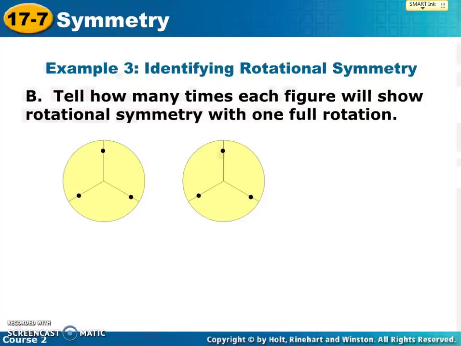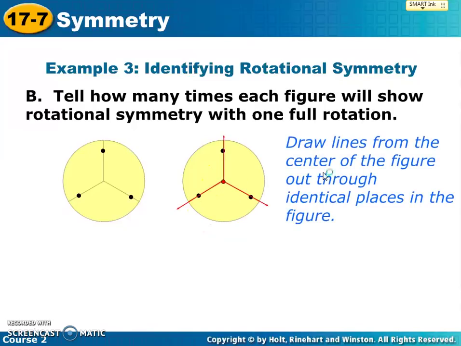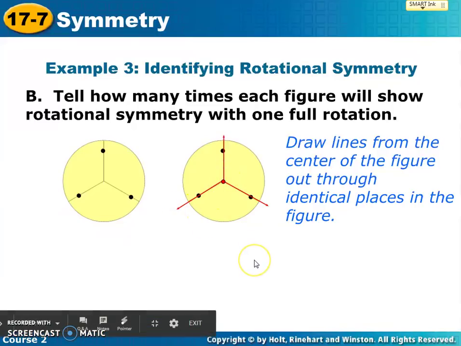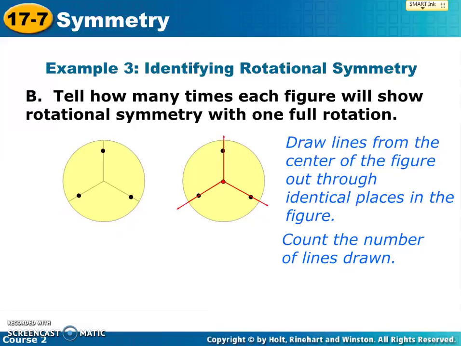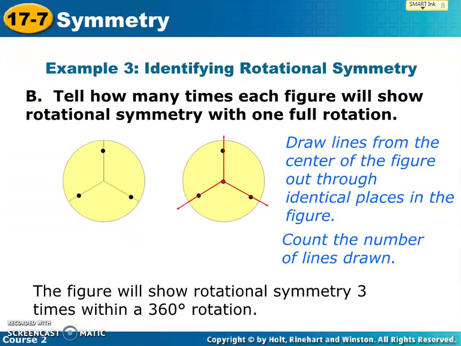Our next example shows a circle we cut into 3 sections. And again, we're going to find the center of rotation, which happens to be right in the center of this circle. And again, just like we did in the previous example, we're going to draw lines out from the center. So we go out to the edge, out through the dot, and out through this dot to the edge. We do count the number of lines. We did 3 lines. So therefore, it shows rotational symmetry 3 times within a 360-degree rotation.